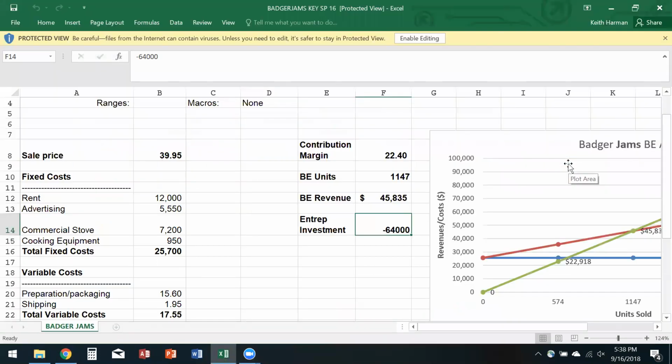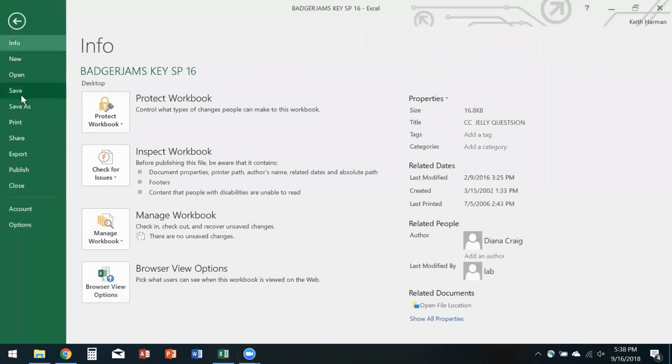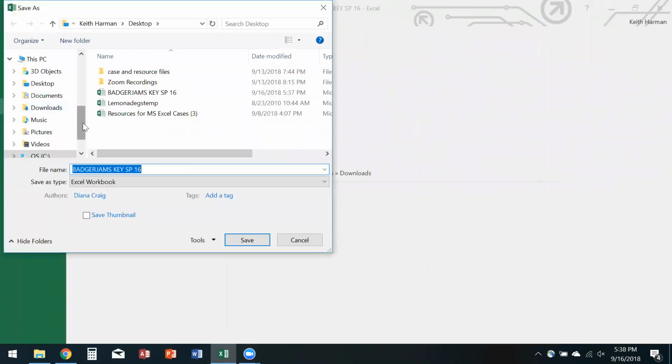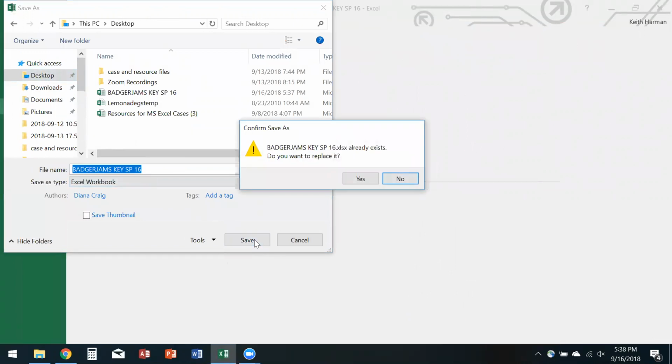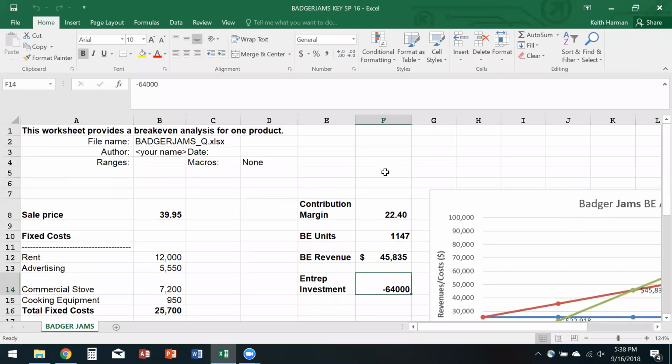So I'm going to take this file and change it from what we would call a temporary file, when we're just looking at it, to a true file that we can edit and work with. So I'm going to save this. I'm going to save it as, on my desktop, my computer, and I'm going to call it Badger Jams key. Whatever its name, we'll save it, and we'll replace it. Okay. Now let's talk about this.